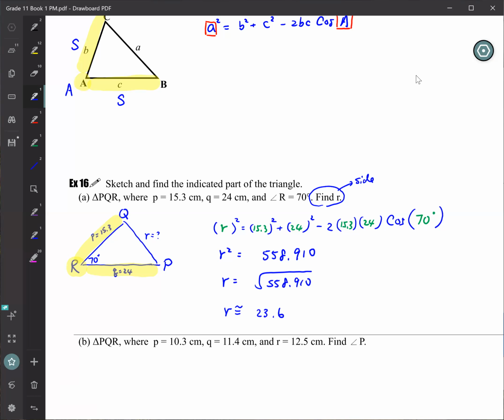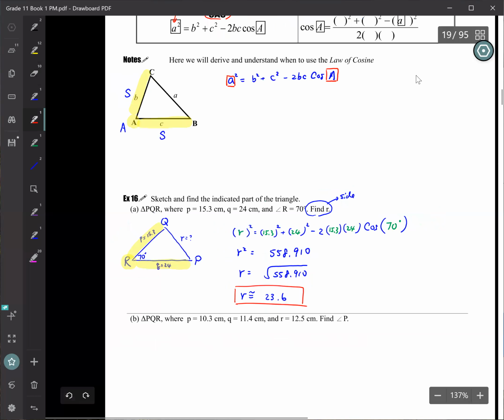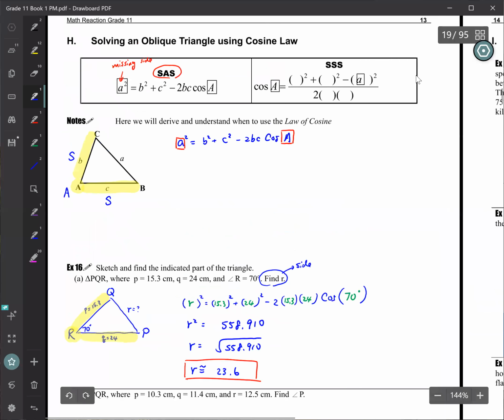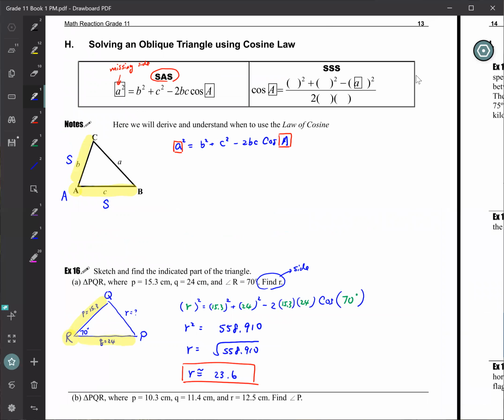So this one doesn't need to use sine law at all. Okay, so pretty straightforward. There's no ambiguity, right? Nothing to worry about there. Now let's go back to the top. Okay, there's a second formula.